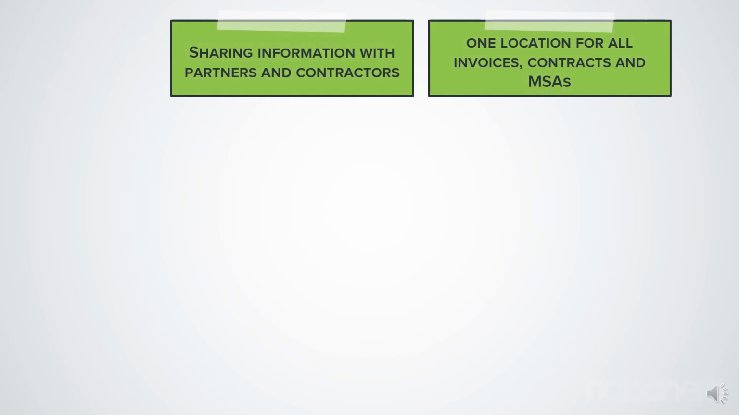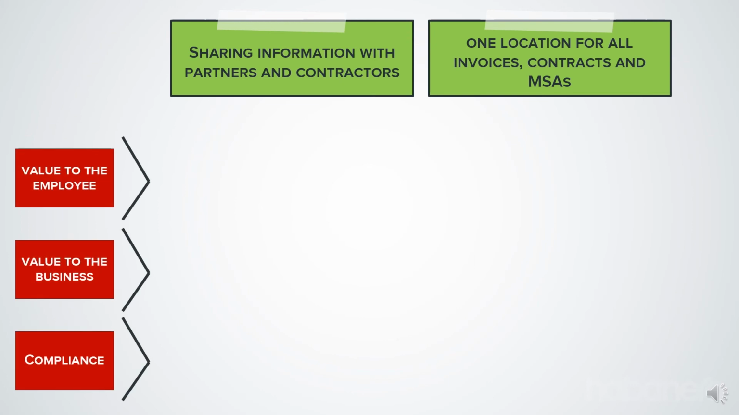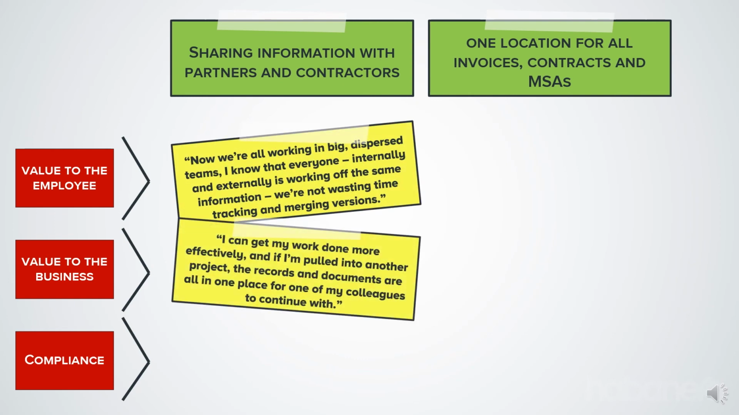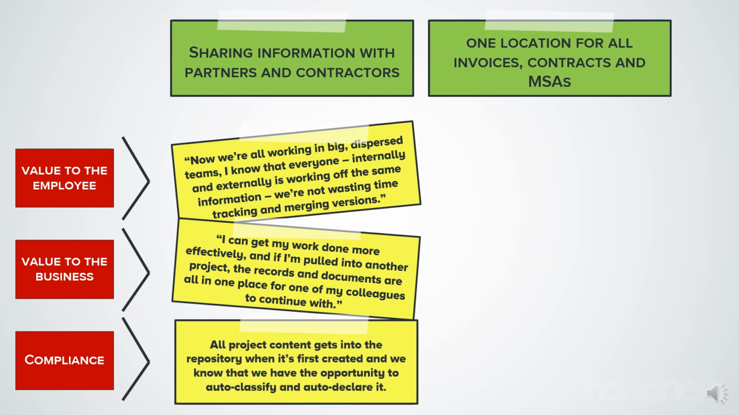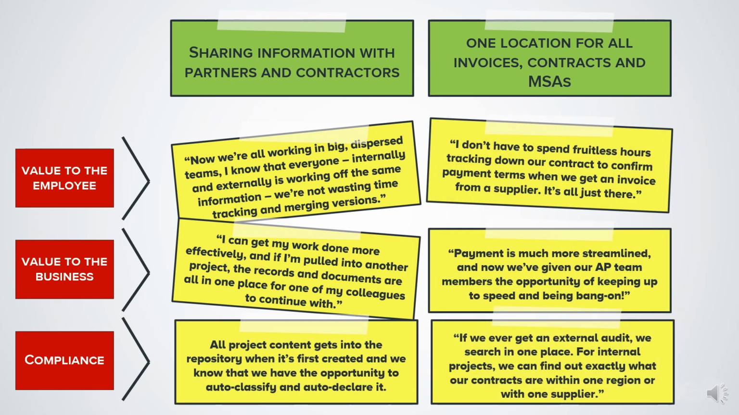So just to drill in a little bit further here, this is an example, sort of a zoomed-in version of a roadmap. Here we have the big ideas along the top, sharing information with partners and contractors, for example. And the second one is one location for all invoices, contracts, and master services agreements. Down the left-hand side, we have value to the employee, value to the business, and then compliance. And then all we do simply is we start to fill out the narrative that associates each big idea to the row titles. So I won't read through these. You can start to get a good idea of how this works. Really, there's quite a bit of work in here. You want to really use this narrative to bring the big idea to life.